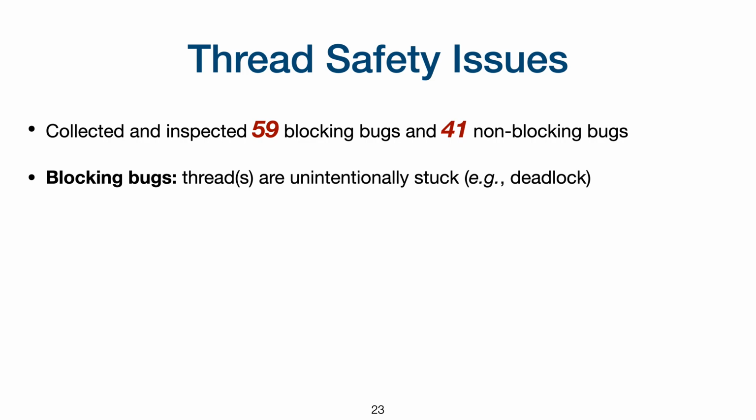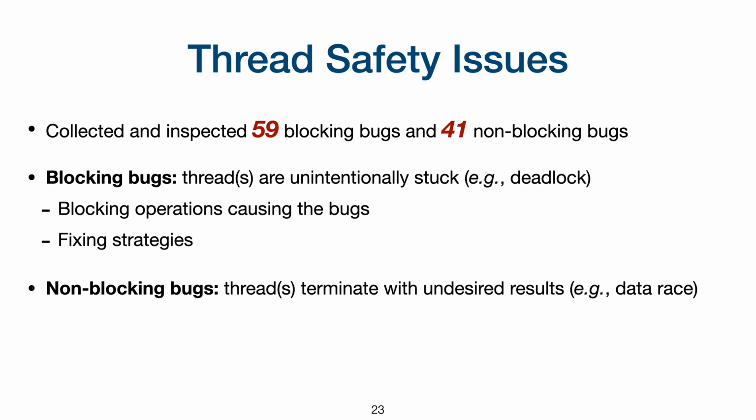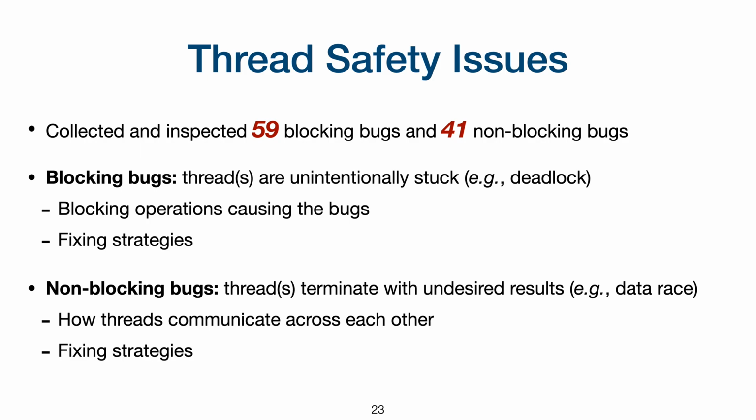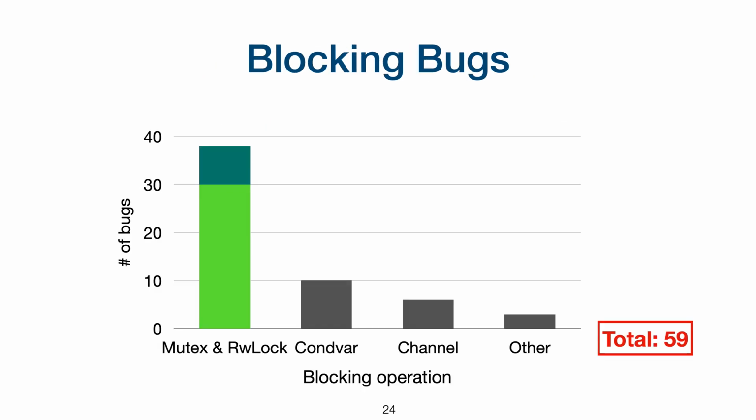A typical type of blocking bug is deadlock. Non-blocking bugs happen when all threads can finish their execution, but with undesigned results, such as data race. For blocking bugs, we study which operations cause a thread to be blocked and how they are fixed. For non-blocking bugs, we study how threads communicate with each other and how they are fixed. I will only be able to cover some of our results of blocking bugs. Please read our paper for the rest.